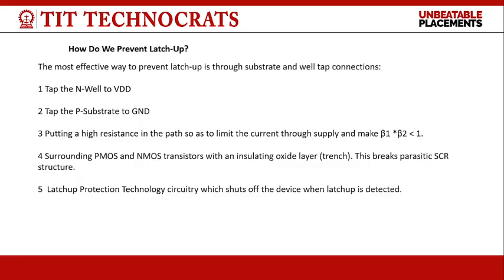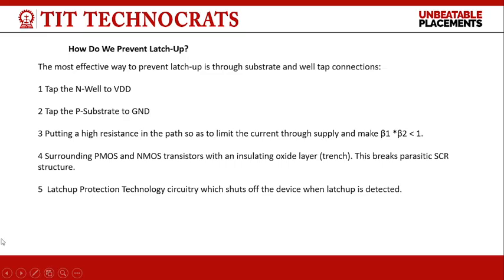Now the question arises, how do we prevent the latch up triggering? What is the process to prevent the latch up triggering? The most effective way to prevent latch up is through substrate and well tap connections. If we tap the NWell to VDD or tap the P substrate to ground, this is the process by which we try to prevent the latch up triggering.